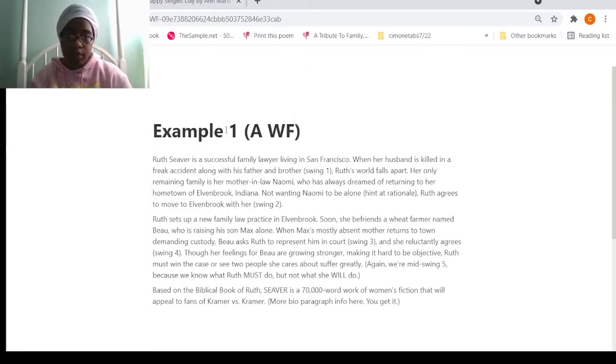This is an adult women's fiction. Okay. So here we have our character. Ruth Seaver is a successful family lawyer living in San Francisco when her husband is killed in a freak accident along with his father and brother, which is swing 1. Ruth's world falls apart. So here we're talking about how she's feeling. We're talking about her rationale. So we had our setup. Sorry, I forgot to tell you this is setup.